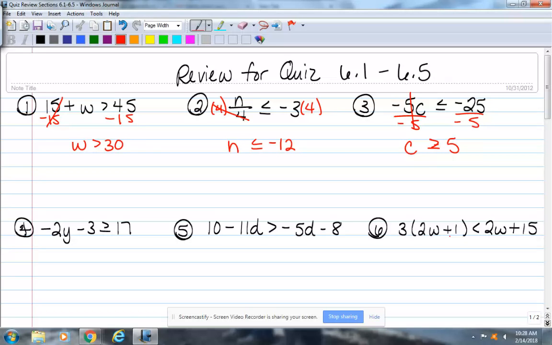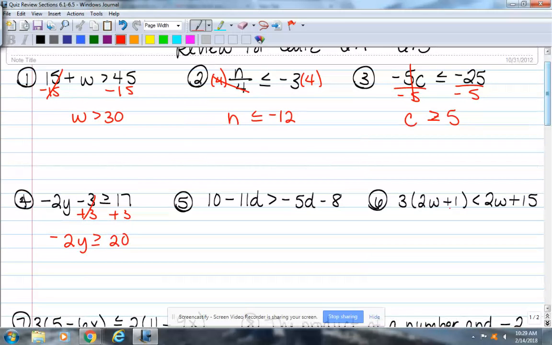Number 4 says negative 2y minus 3 is greater than or equal to 17. How are we going to solve that for y? Add 3 everywhere. So negative 2y is greater than or equal to what? 17 plus 3 is 20. And then how do we get y by itself? Which means we have to do what? So y is less than or equal to negative 10. Any questions about number 4?